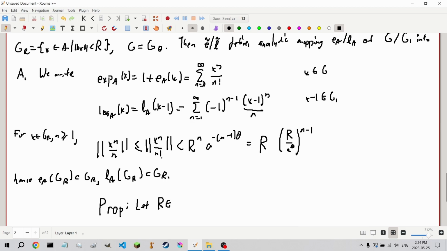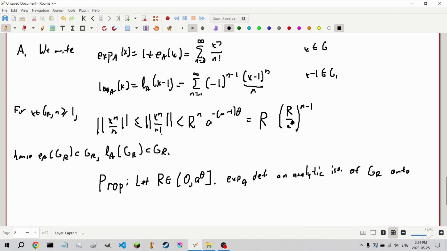Let R be a number in the half-open interval from 0 to a theta. Then our exp_A defines an analytic isomorphism of G_R onto the 1 plus G_R with inverse of the restriction of log_A to, of course, 1 plus G_R.